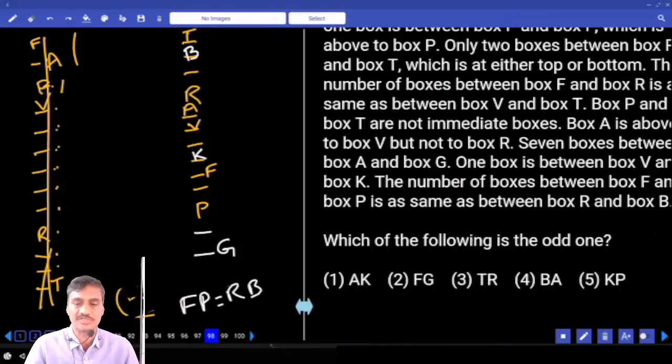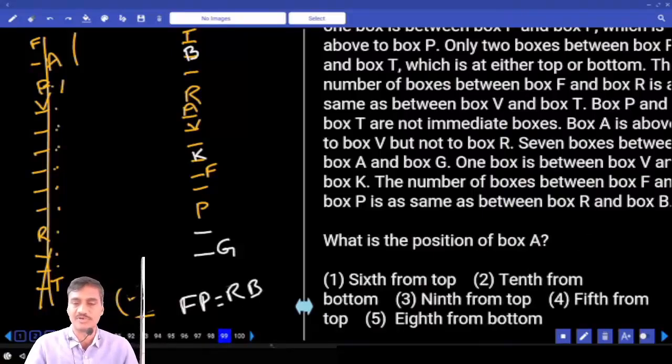98, which of the following is the odd one? A and K, there are 2 boxes between these two. F and G, there are 3 boxes. And T and R, there are 2 boxes. Hence, what is your answer here? F and G, choice 2.